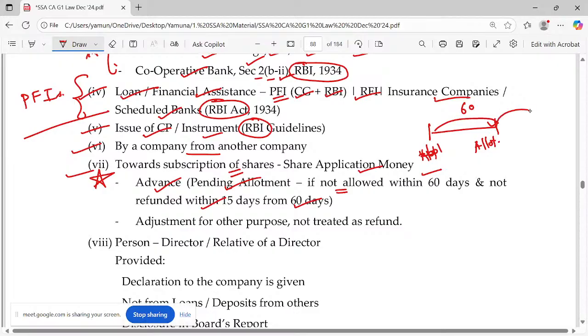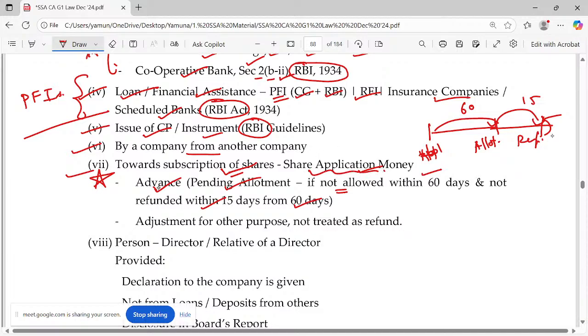Okay. And from this date, within 15 days, in case you are not allotting it, you have to go for refund. Okay, this is the provision. So you are receiving any money towards subscription of shares and you have put this in a separate escrow account. What is that account name called as? Share application money account.